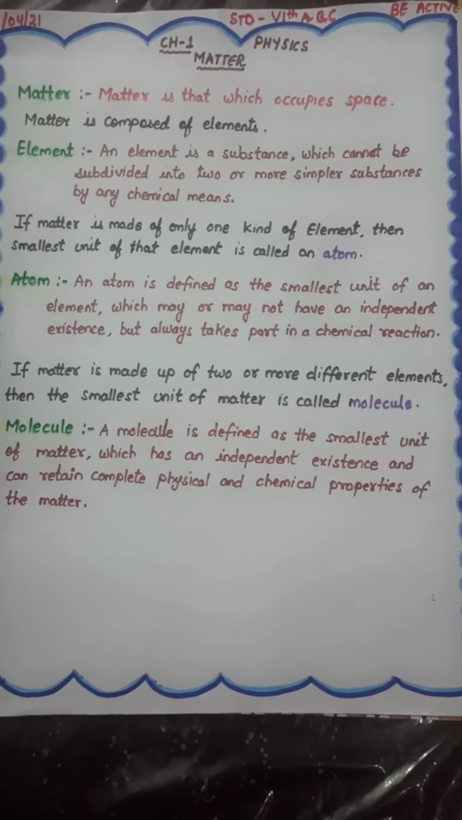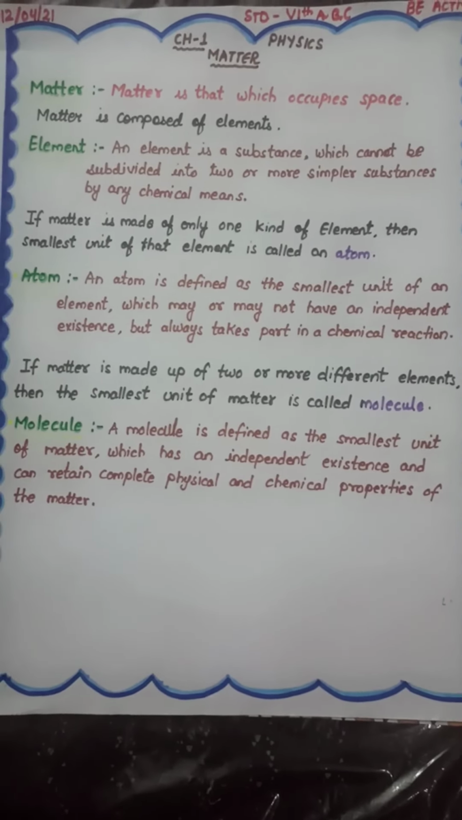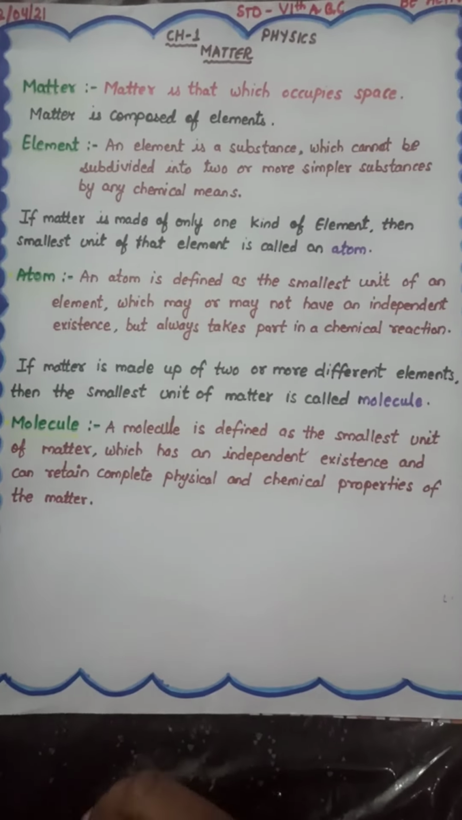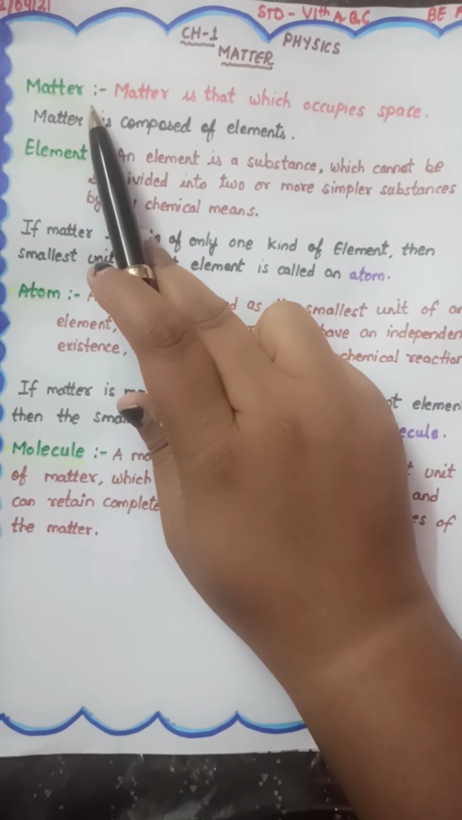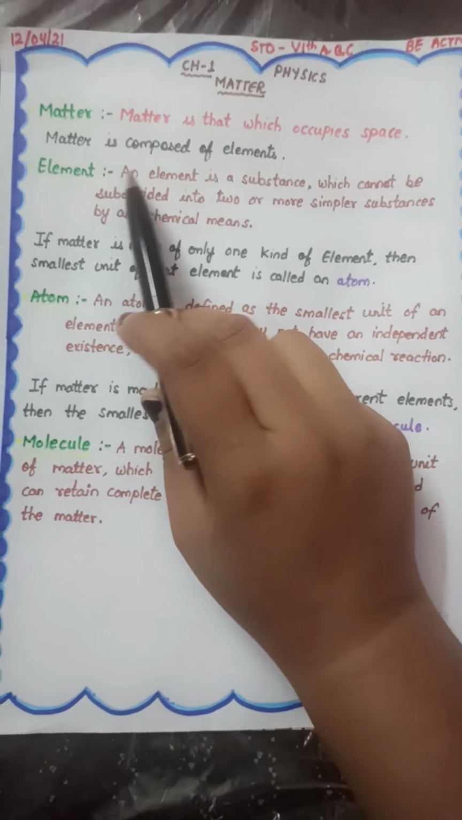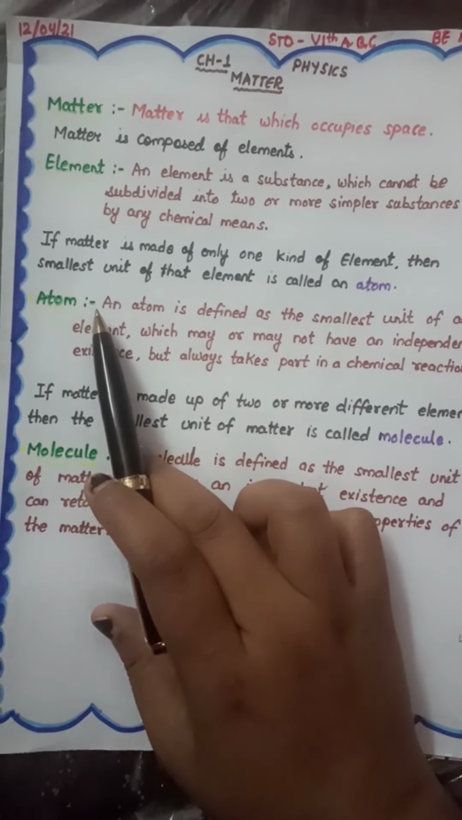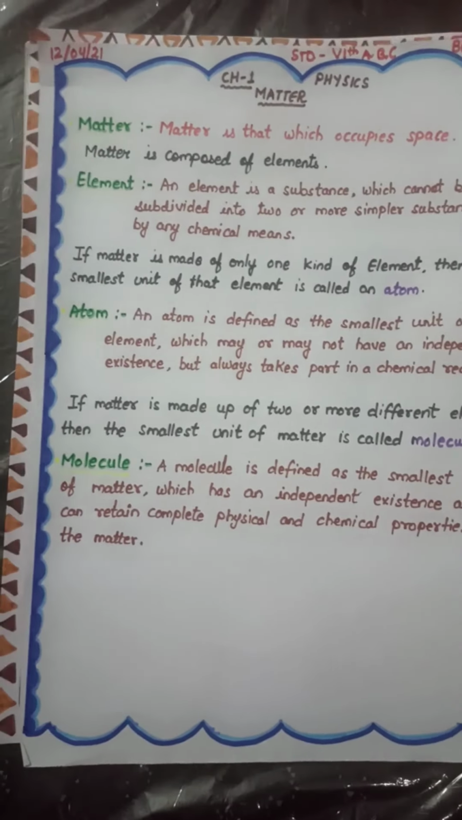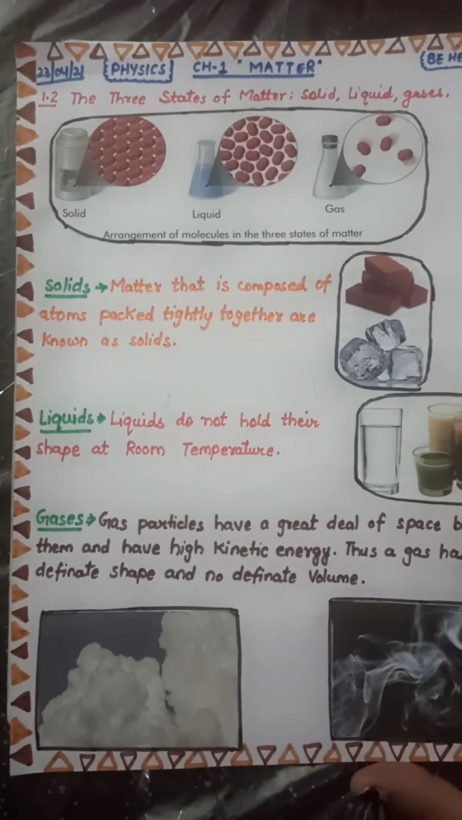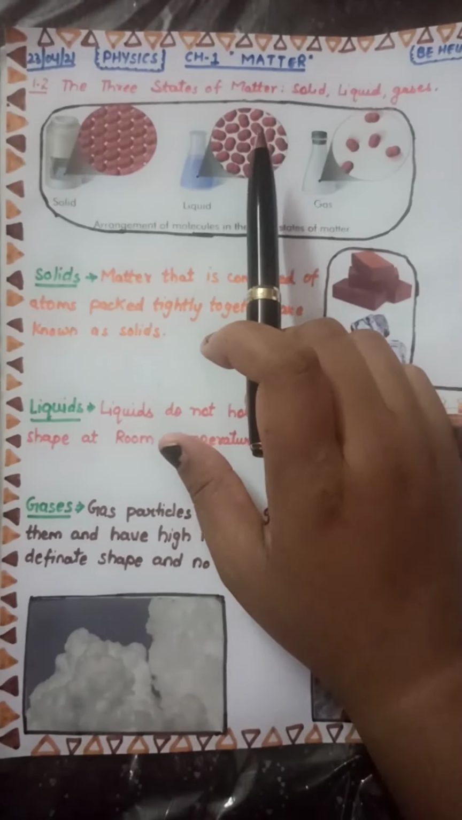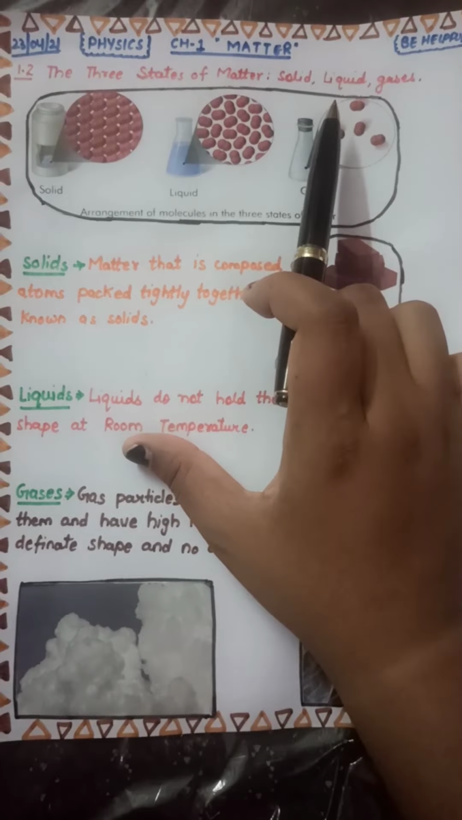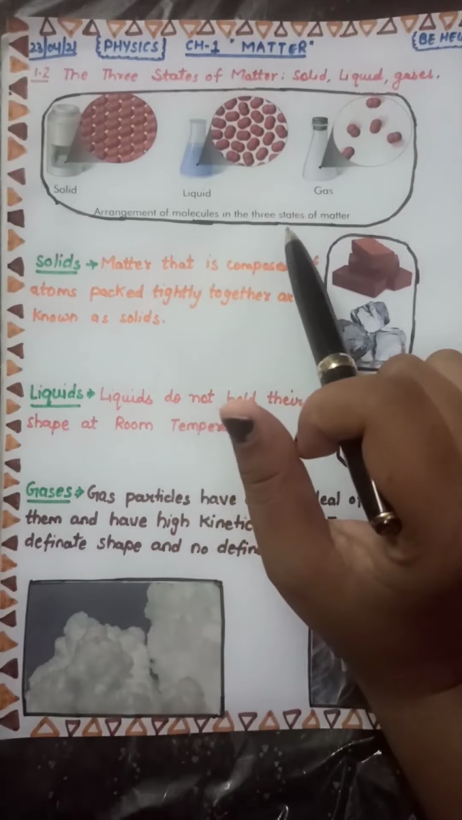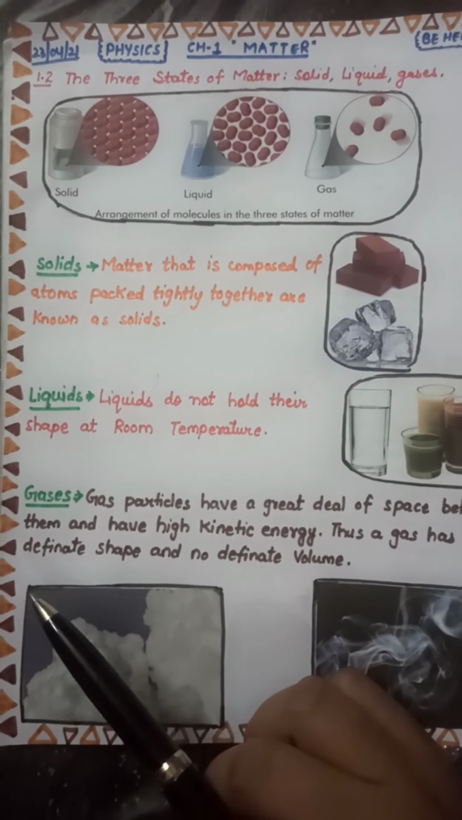Now today let us first of all recall what we did in our last two classes. I hope you all remember that first of all we discussed matter, right? Then elements, what are elements? Then atom, what are atoms? And then molecule. After this we studied the three states of matter, that are solid, liquid and gases, and the arrangement of molecules in these states of matter, right?